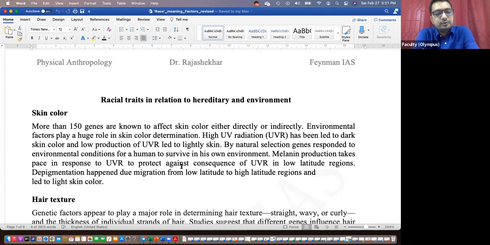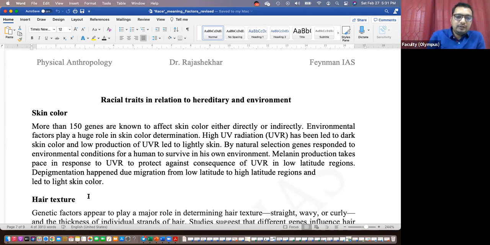Correct? The opposite is true if you move towards the polar regions where there is less sunlight, so they produce less melanin. Okay, so they don't need too much protection and they need to get enough sunlight to make vitamin D. So the color effect has both components.